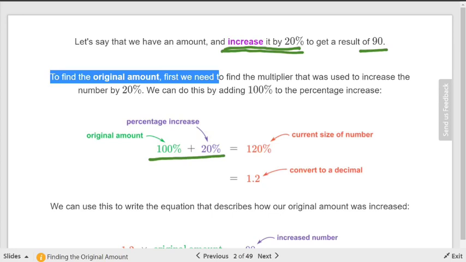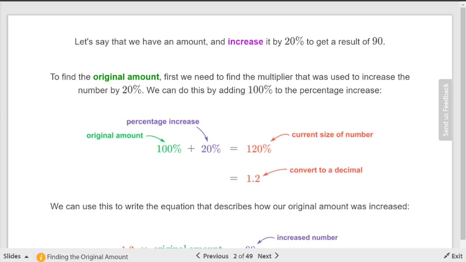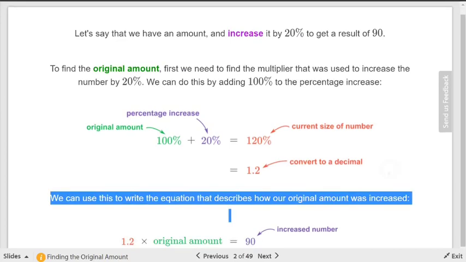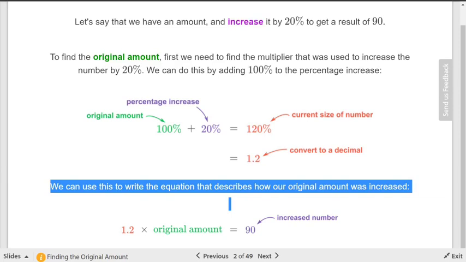But we don't want to see the increase of 20. We want instead to do the opposite. So the current size of the number is 120% of the number. And we're going to take that decimal times the original amount equals the 90.